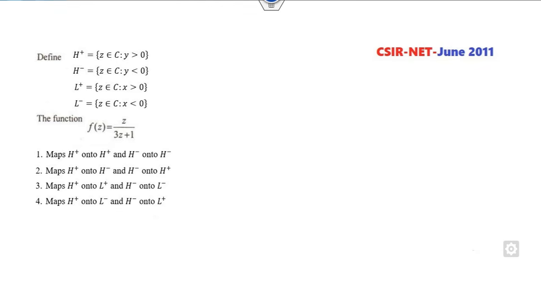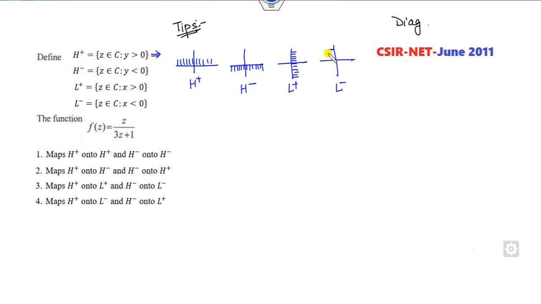Now let's start with this transformation. Always remember, whenever there is a question on the Mobius transformation, you always draw the diagram first. Look at how you can draw the diagram. H positive is the collection of all those x+iy where y is positive. So this is my H positive. Next, H negative is the collection of all those points where y is negative, which is my third and fourth quadrant. Then L positive is where x is positive, and L negative is where x is negative.